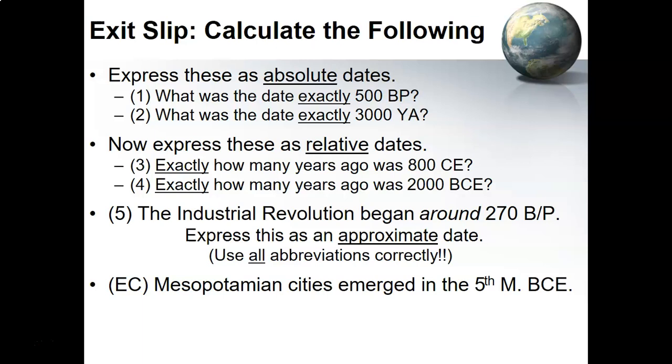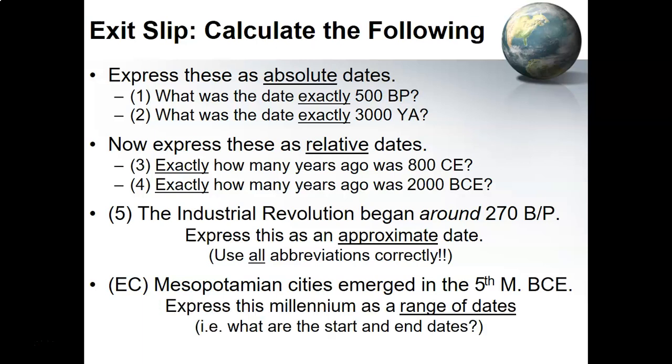And then there was a bonus question. The first Mesopotamian cities in the world, the first cities in the world, begin to emerge in the 5th millennium BCE. Now, this one was tricky. How would you express this as a range of dates? In other words, what's the start date and the end date of the 5th millennium BCE? The trick there is we're on the left side of the zero, BCE. If you feel pretty confident you got these, you're cool. If you're totally lost, please come and see me outside of class.